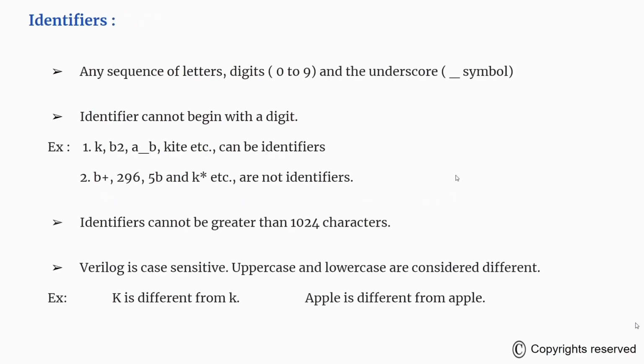Identifiers. An identifier is any sequence of letters, digits, and underscore symbol. But an identifier cannot begin with a digit. So K, B2, A underscore B, kite, these can be identifiers. Whereas B plus, 296, 5B, K star are not identifiers. Because plus is not there in the list of acceptable characters for identifiers. And 296 and 5B are not identifiers because they cannot begin with digits. K star is not an identifier because star is not there in the list of identifier characters.